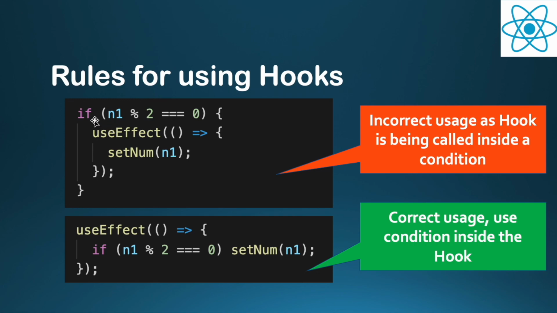So the first rule that we saw, so if we wanted something to happen on, say, we have a condition, if n1%2 is equal to 0, then set the number n1, the useEffect. No, this is wrong, incorrect usage, as hook is being called inside a condition. So this is a wrong usage. The correct usage would be useEffect, and within that put the condition to do a set now. So remember these rules, and with a bit of practice and writing code, hooks would become very clear to you.